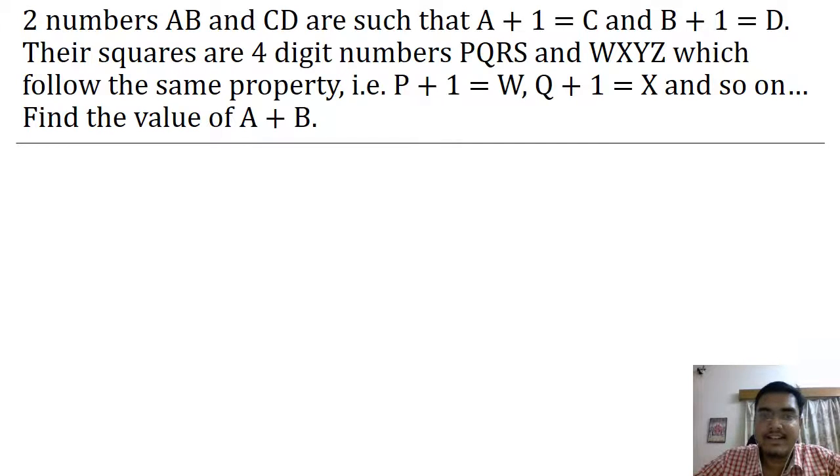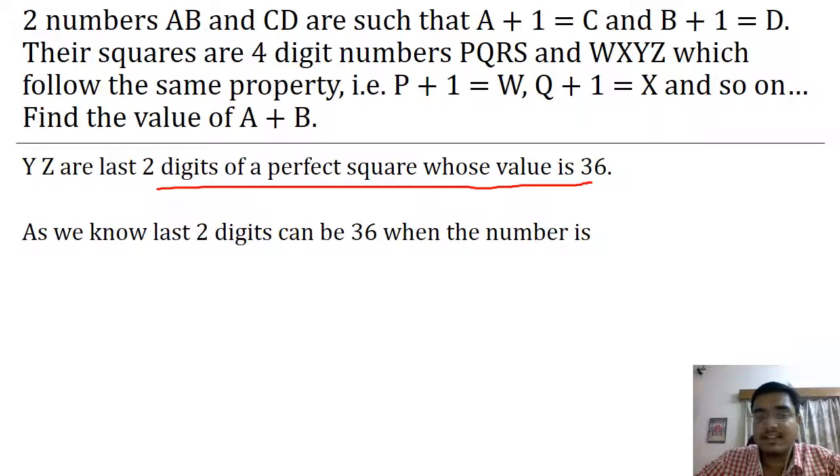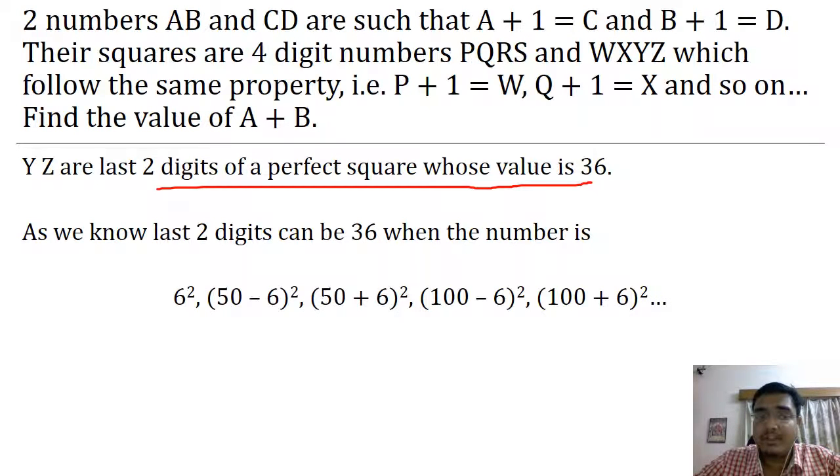Now we have YZ and RS. So we need to work out what can be the values of AB and CD. So YZ are the last two digits of a perfect square whose value is 36. Now we know the last two digits of YZ are 36, and 36 occurs when the number is either 6 square, x square, or next is 50 minus x whole square, that is 50 minus 6 whole square, or 50 plus 6 whole square, or 100 minus 6, or 100 plus 6 whole square. This is what we saw some time ago, right? So according to this, now can this YZ number be 6 square?